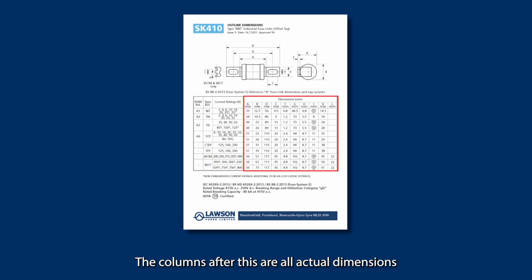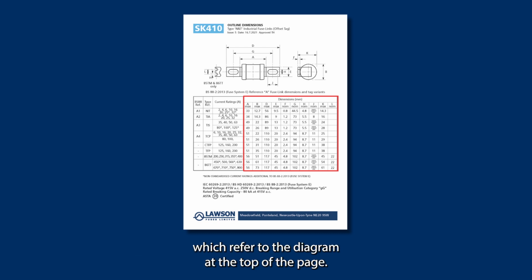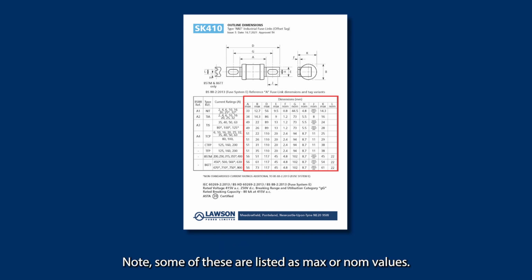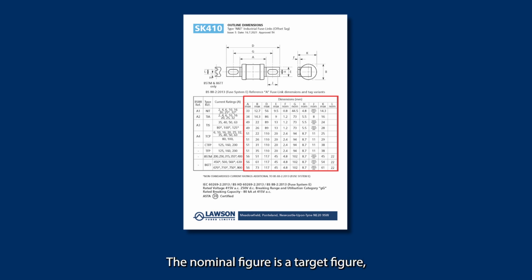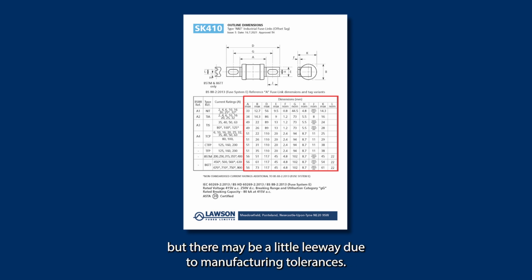The columns after this are all the actual dimensions, which refer to the diagram at the top of the page. Note some of these are listed as max or nom values. Max just means the figure shown is a maximum value allowed. Nom stands for nominal. The nominal figure is a target figure, but there may be a little leeway due to manufacturing tolerances.